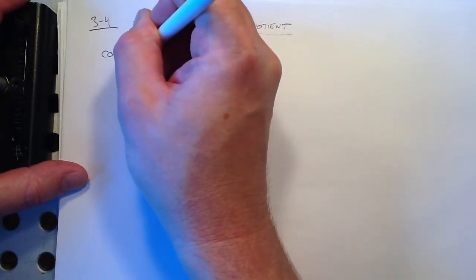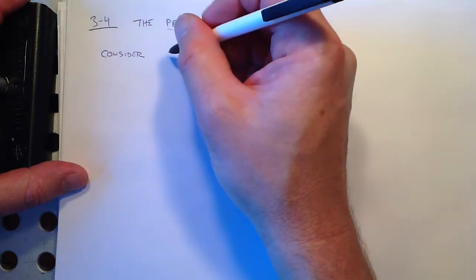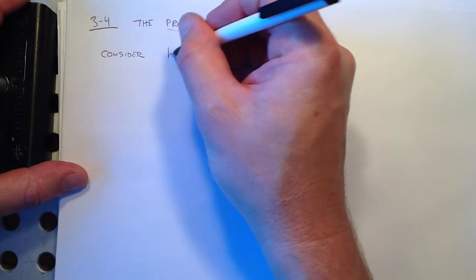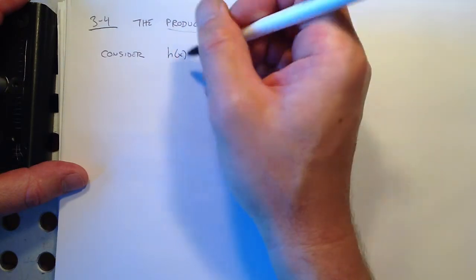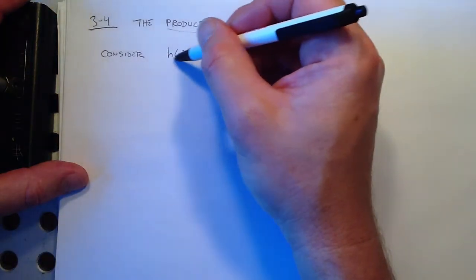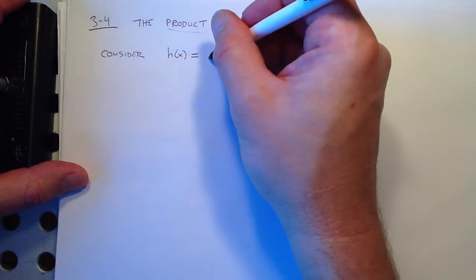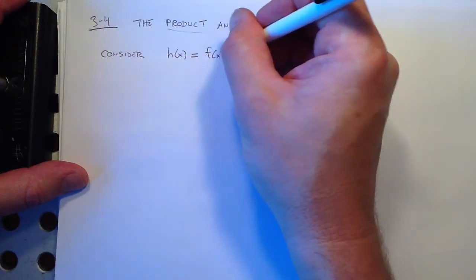So, consider a function, let's call it h of x, right? We usually use f, g, and h, that part of the alphabet, to name functions. I'm going to call the function here h of x. And let's say that that function is actually the product of two other functions.